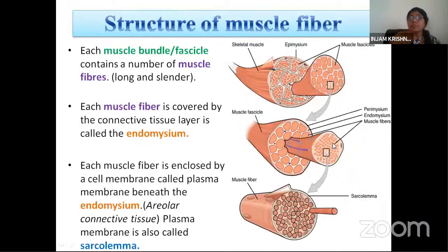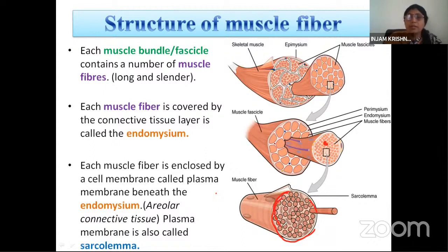This muscle fiber is also covered by one layer. That layer is endomysium. This is the zoomed view, and this is the endomysium. This endomysium is areolar connective tissue, whereas epimysium and perimysium are both dense irregular connective tissue. You know that they are very tough. But the endomysium, areolar connective tissue, is a little bit smoother by comparison.